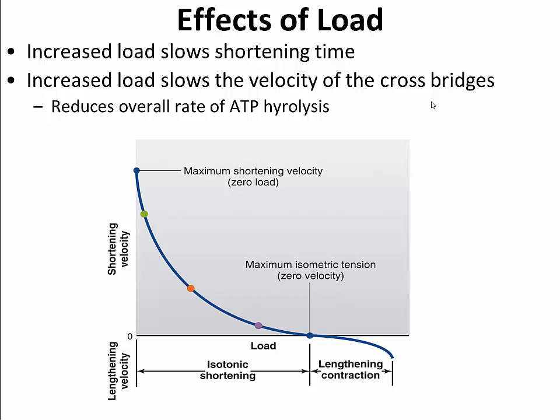And so the movement of the myosin heads is an indicator of the speed of ATP hydrolysis. And so as the load increases, the overall speed of ATP hydrolysis is decreasing.